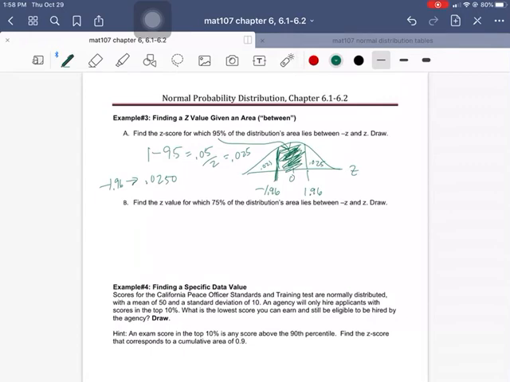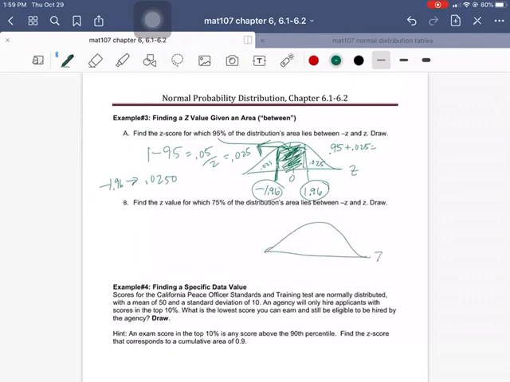Okay, I do it that way. Some people take from here over and get the positive number. So this would be 0.95 plus 0.025, right? Get that number and then look that up on the positive table and you'll get that one. All right. I like to just subtract it and get that one.